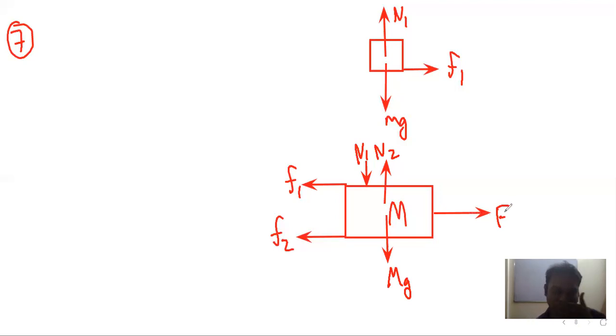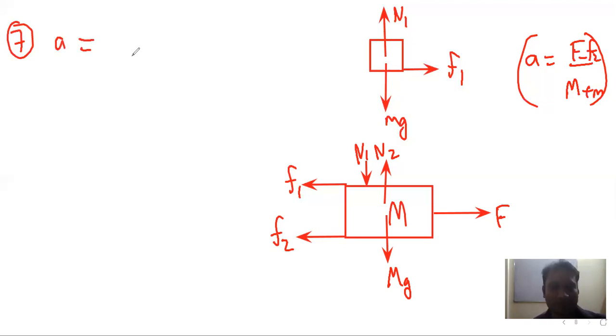In this case, we want to find the maximum horizontal force so that both the blocks move together. So the acceleration of the system is the net force on the system, which is capital F in the horizontal direction. Other than that, we have a friction force as well, F2, in the backward direction. So acceleration is the net force on the system, which is capital F minus small f2 upon capital M plus small m.